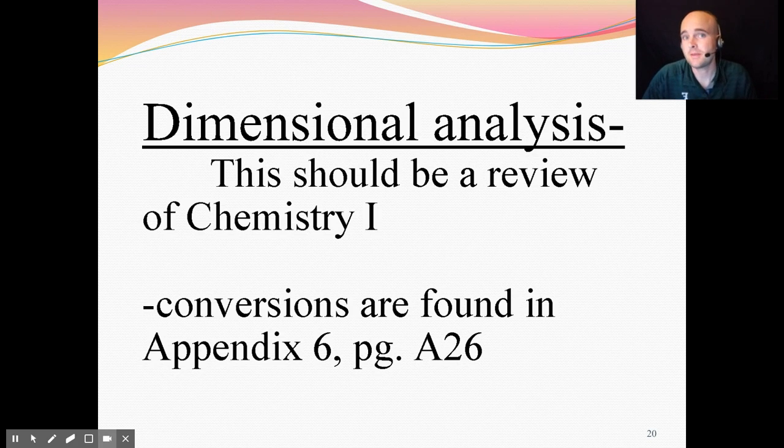And because this is a chemistry class, you will have to use dimensional analysis. There's no way to get around it. And those conversions are going to be found in the back of your textbook for your bookwork problems. If the AP test gives you something, they will give you the conversions you need. I guarantee it 100%.